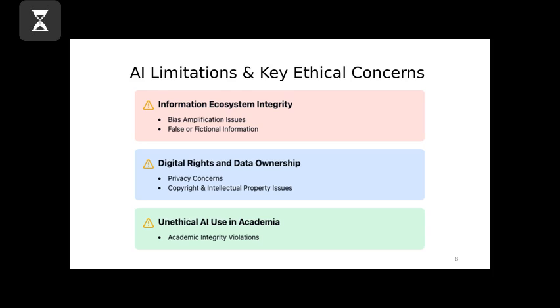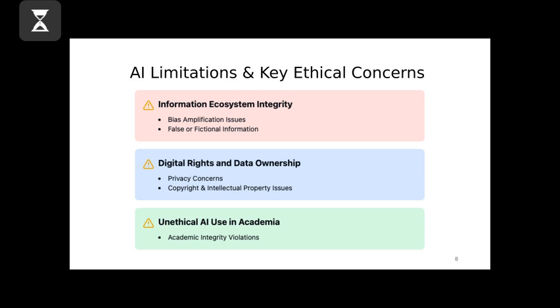The first, under information ecosystem integrity: bias amplification and false information are two sides of the same coin. What does this mean? This means that they both stem from the AI's training data and its inability to truly understand context. So remember, we learned that AI learns from existing human-generated data, which already contain societal and cultural biases, as well as inaccurate information.